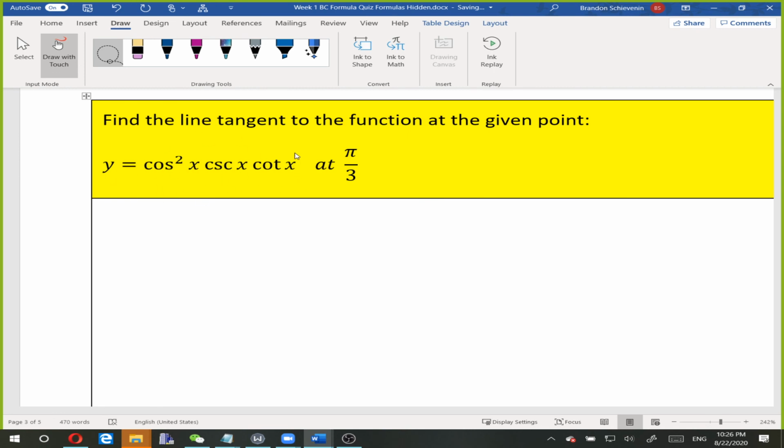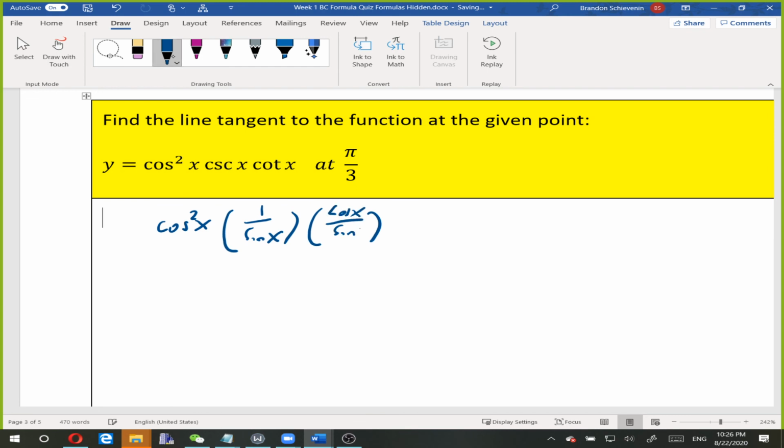Don't just derive this first, simplify this first. I guess I'll go ahead and do that part with you guys. I've got cosine squared, cosecant, which is the same thing as 1 over sine, cotangent, which is cosine over sine.